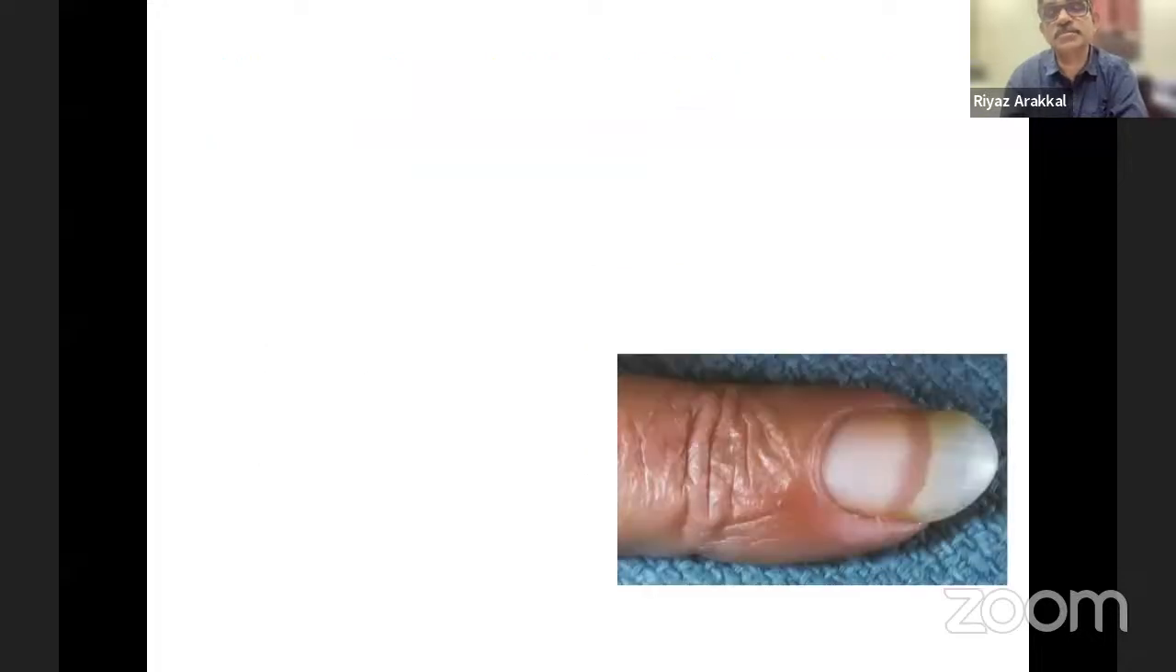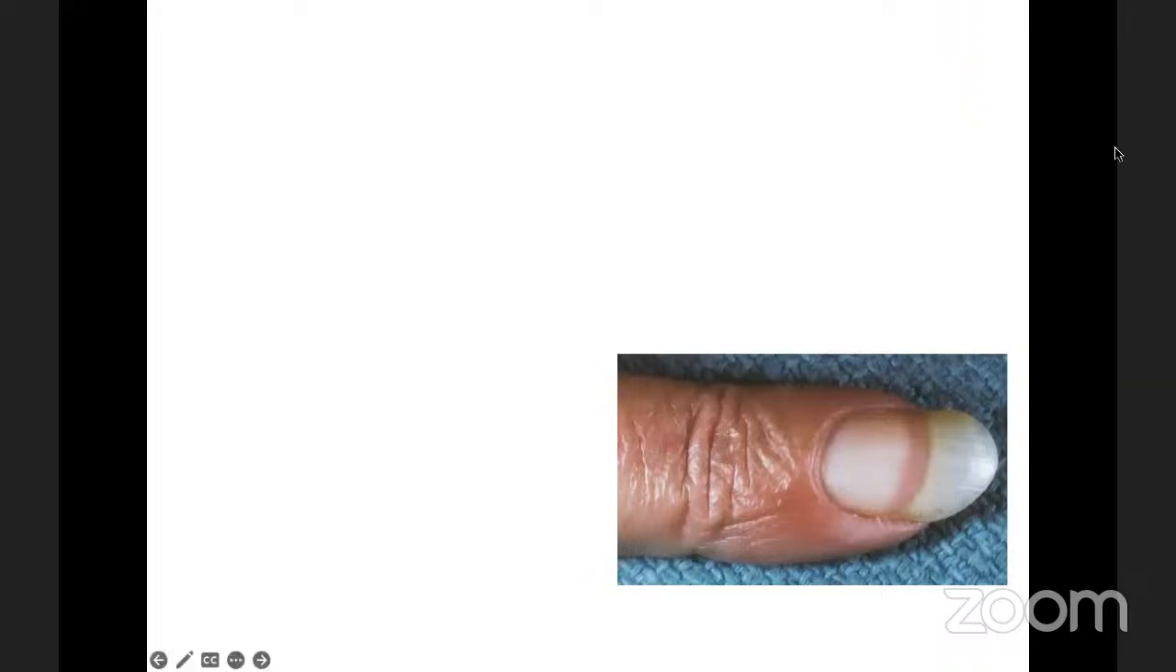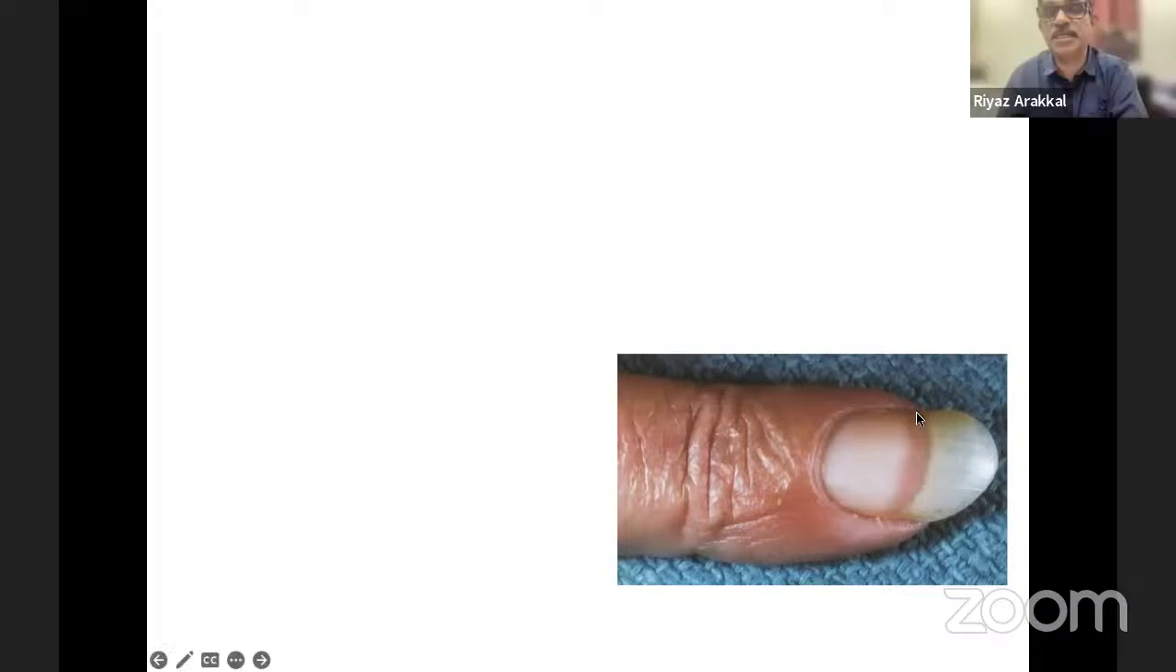What is this? Anybody in the chat box? The peculiar nail change: you can see that 80% of the nail is opaque and the remaining 20% has retained the normal pink color. This is called an 80 and 20 nail. What is the other name? Terry's nail of chronic liver disease.